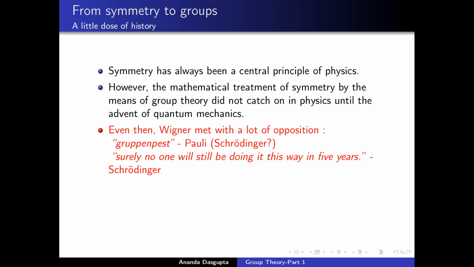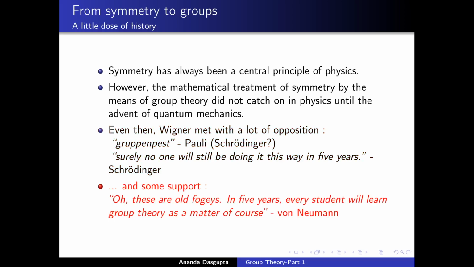In fact, Wigner recalls quite clearly that when he described some rather nice calculations that he could do using group theory in quantum mechanics, Schrödinger had responded that, okay, these are very nice, but surely no one will still be doing it this way in 5 years. Now, it's not really true that everybody opposed Wigner. One of Wigner's classmates, for example, von Neumann, was very, very supportive. In fact, he went so far as to say, oh, these are old fogies. In 5 years, every student will learn group theory as a matter of course.